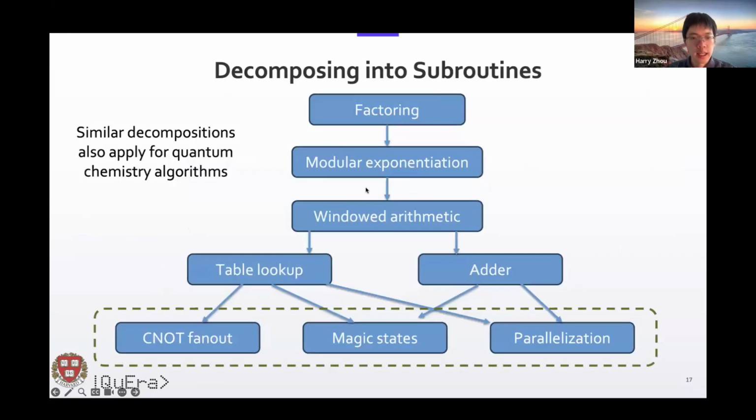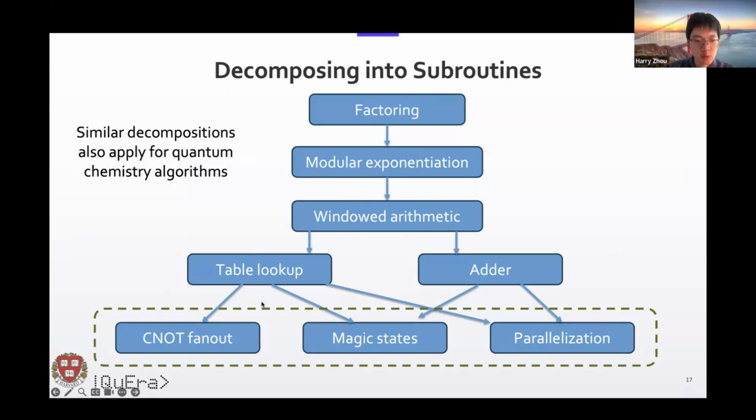So what we want to do is to break it up into arithmetic routines, following the approach pioneered by Craig Gidney and Martin Ekerå. We decompose the exponentiation into multiplications, which in turn decompose into additions. And we perform windowed arithmetic, which breaks this big multiplication or addition into multiple smaller pieces that are partially done on a classical computer via a table lookup.